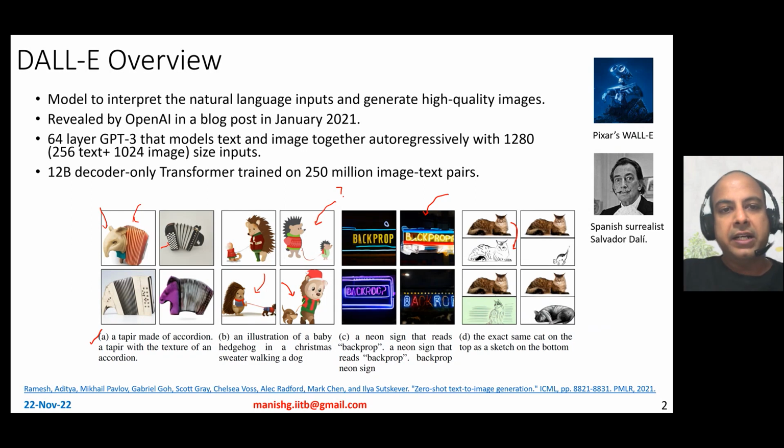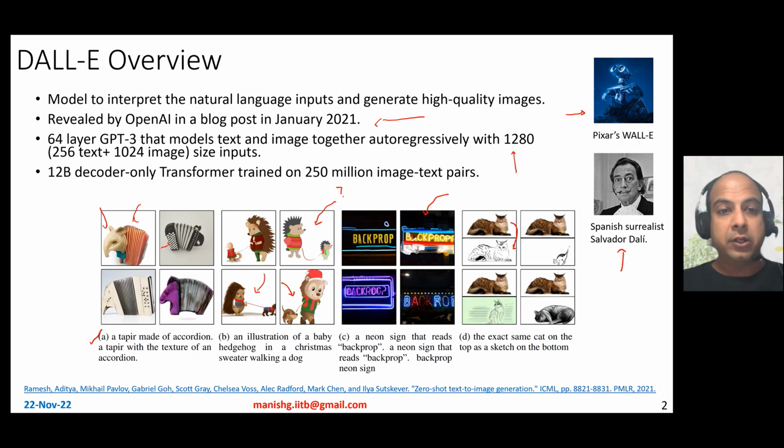It was revealed by OpenAI in a blog post in January 2021. Of course, there's a DALL-E 2 also out now. DALL-E is a 64-layer GPT-3 model that models text and image together. It's like a multimodal model. It does so autoregressively, just like GPT-3, and it has 1280-sized inputs, of which 256 are text tokens, and the remaining 1024 are image. The name DALL-E is essentially a combination of these two characters, the character WALL-E by Pixar, and Dali from the Spanish surrealist Salvador Dali.